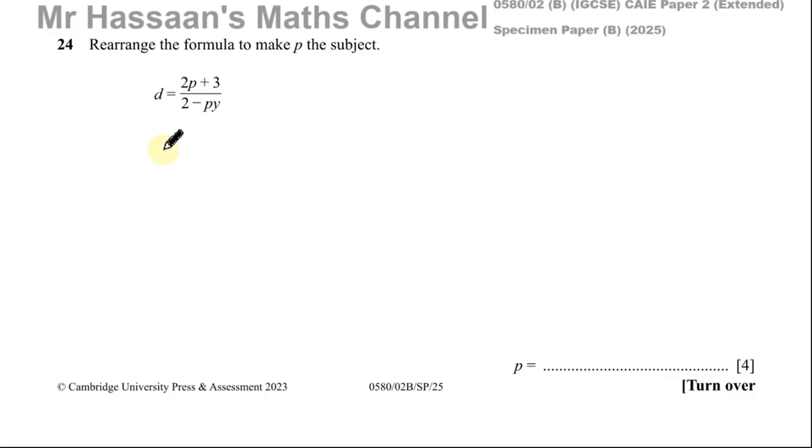Now I'm on question number 24 from this paper, the specimen paper part B from the 2025 IGCSE Cambridge syllabus. This is paper 2, the non-calculator paper. And this question is about rearranging the formula to make P the subject. So we're going to make P the subject of this formula.